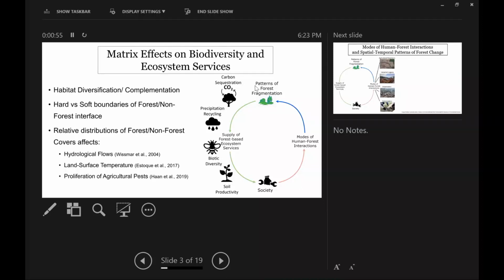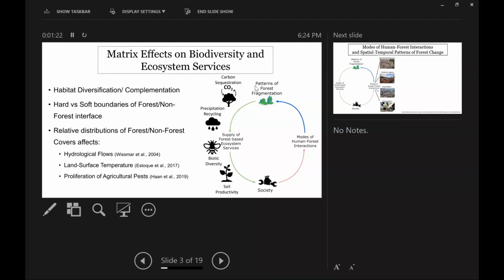But forest fragmentation is a landscape-level phenomenon, and its effects on biodiversity and ecosystem services are also mediated by the quality, amount, and distribution of the land cover matrix surrounding forest patches. This happens through mechanisms such as habitat diversification and complementation, wherein a forest matrix can provide hard or soft boundaries for the movement and dispersal of species across the landscape.